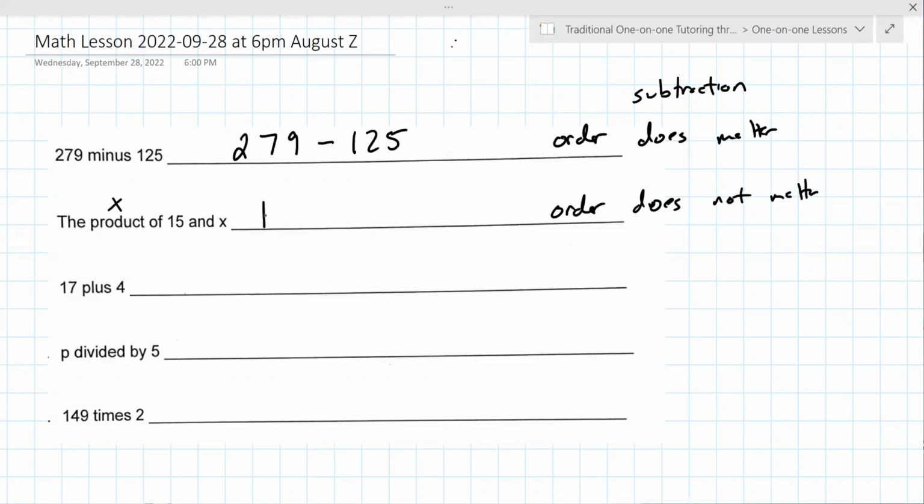So you could either write 15x or x and 15, but the one on the left here is preferred. The number comes before the variable. That's really important in math. You'll see that for the rest of your life when you look at math, it'll be a number before a letter.